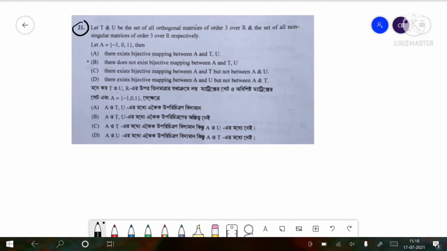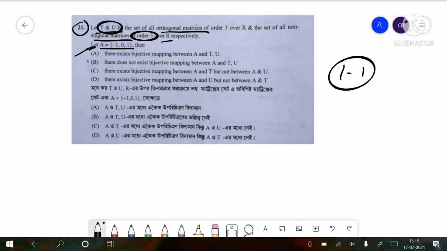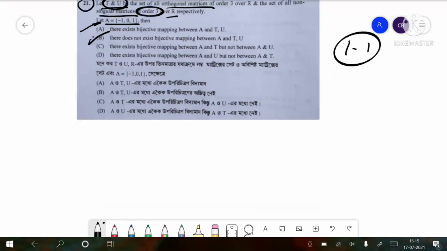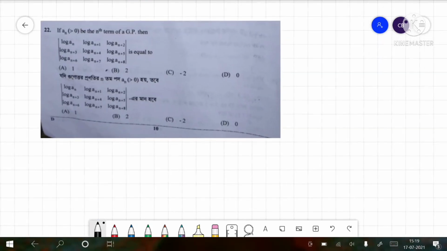In the first question we see, let T and U be the set of orthogonal matrices and singular matrices of order 3 over R respectively, R being the real number set. Let A be equal to {-1, 0, 1}. Then there exists a bijective mapping between A and T, U and all other combinations. Now since A has a finite number of elements and both T and U have an infinite number of elements, a one-to-one correspondence is impossible. Therefore, if the mapping is not one-to-one, it cannot be bijective, hence B is the correct answer. Moving on to the next question.